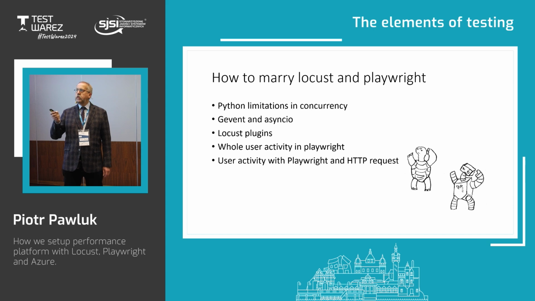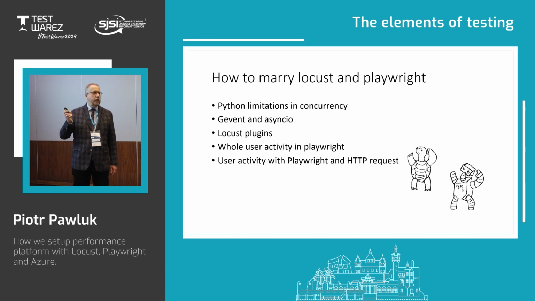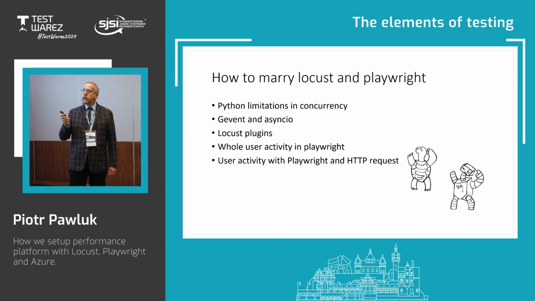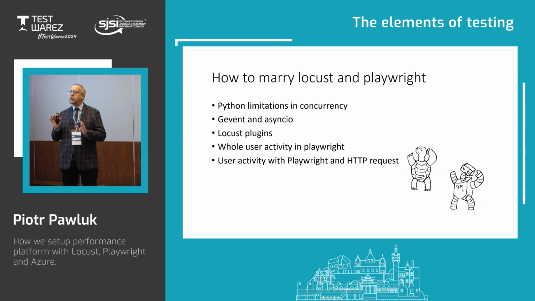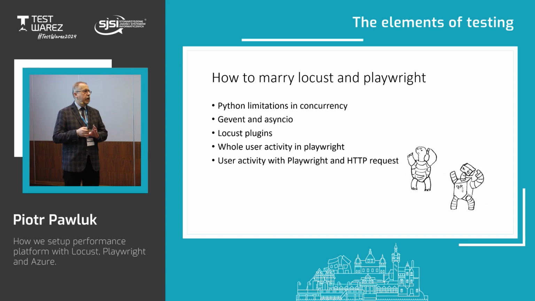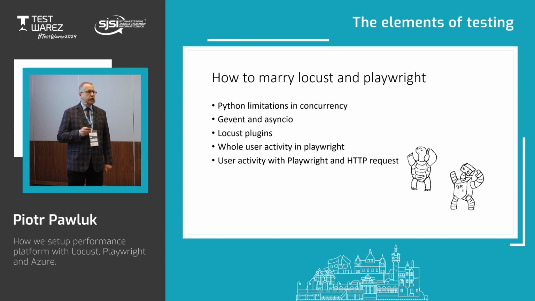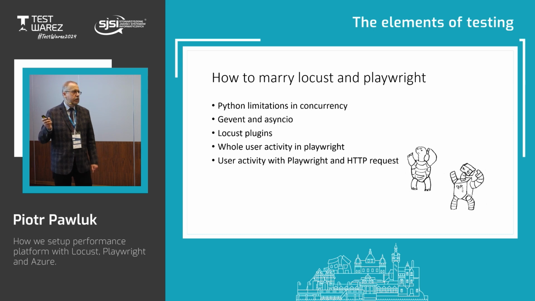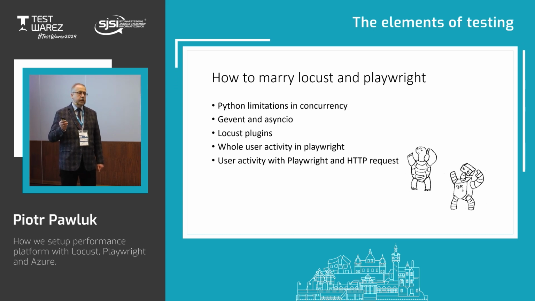In Locust, you are using gevent. This is something to emulate concurrency. In Playwright, we can have asyncio. So these are different mechanisms to emulate multiple users. We have something called Locust plugins, a package we can download. In theory, Locust plugins has a Playwright plugin inside, which probably works. However, it does not work in our environment, and I will show you later where it gets stuck.